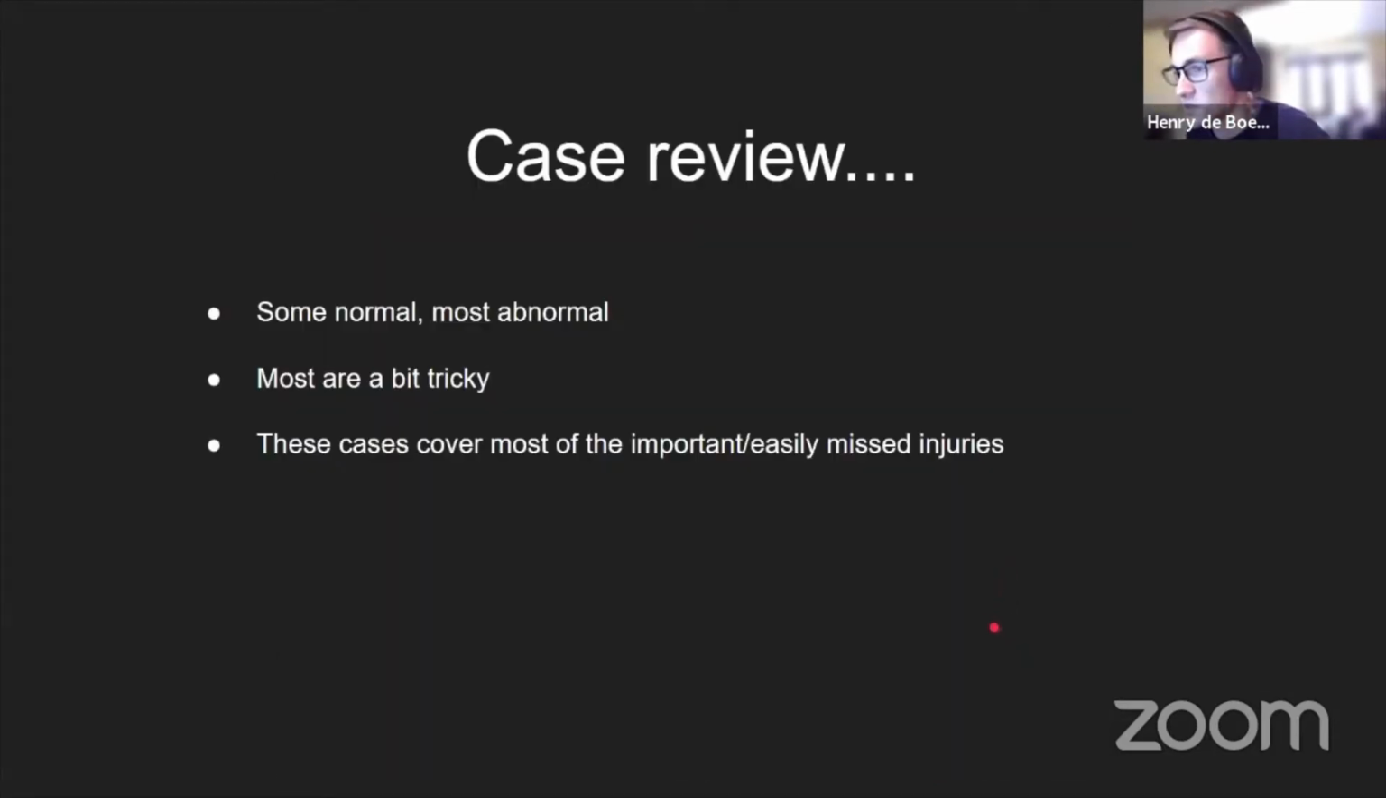So let's move on to some cases, which you understand is what you all like. Some of these cases are normal. Most of them, though, are abnormal. So there's pathology and fractures or dislocations to spot on most films. They get progressively harder. I suspect you'll find these quite tricky, and that's intentional, because if I just showed you obvious fractures, anyone can spot those.